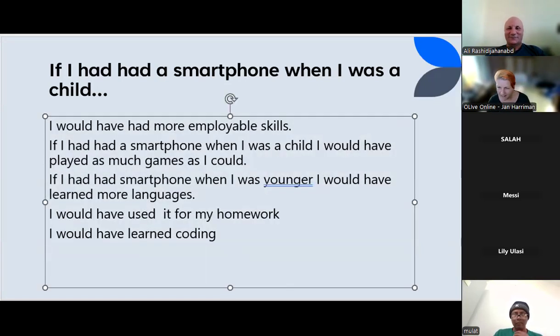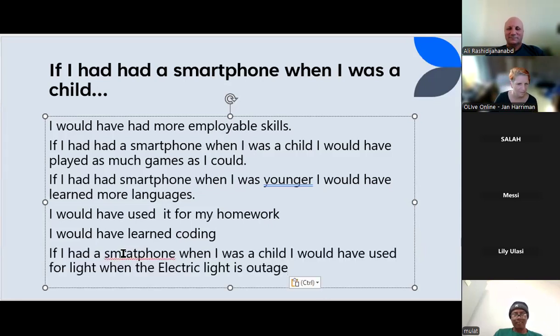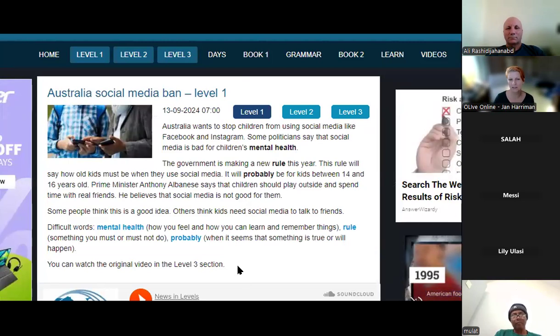You won't believe how old I am. When I was a child, I would have used it for light. Oh, wow. That's amazing. That's a great one. Excellent. Very good. Really well done. So, great. Once again, this is a great opportunity to write a paragraph about these subjects. Actually, we could talk about this now. So Australia is trying to make a law to stop children from using social media. So let me paste this into the chat.